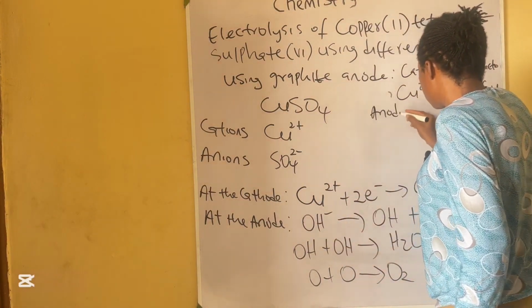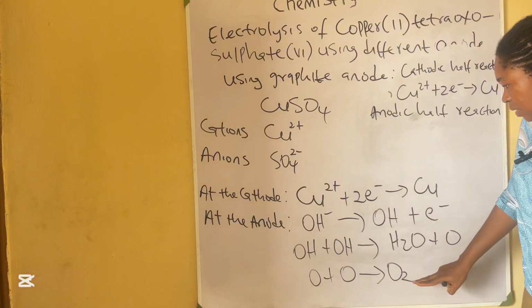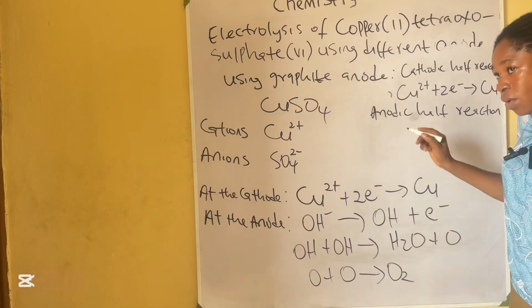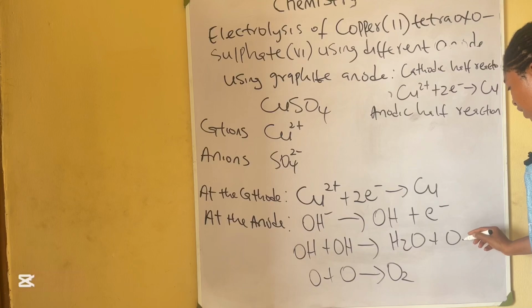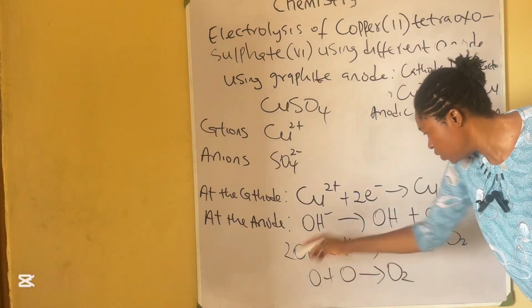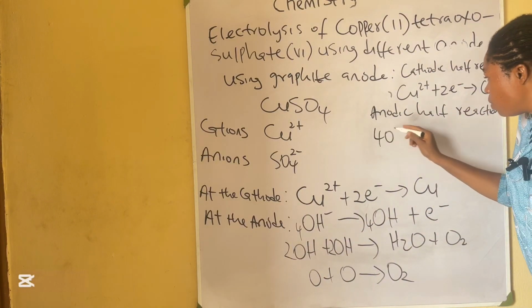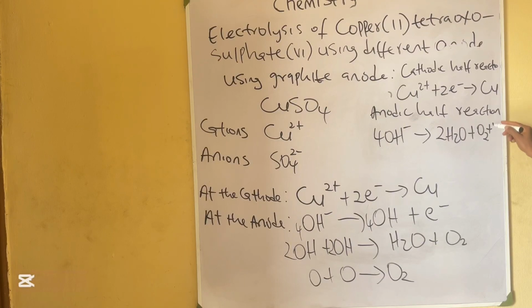So the anodic half reaction. Hydroxide, remember when you balance this, anywhere you have hydroxide, it's always 4 moles of it. So look at these 2. If I bring these 2 up here, I put 2 here, I'll be having 2, and as I have 2 here, I'll have 4 here. So for the anodic half reaction, 4 moles of hydroxide ion give 2 moles of water plus 1 mole of oxygen plus 4 electrons.